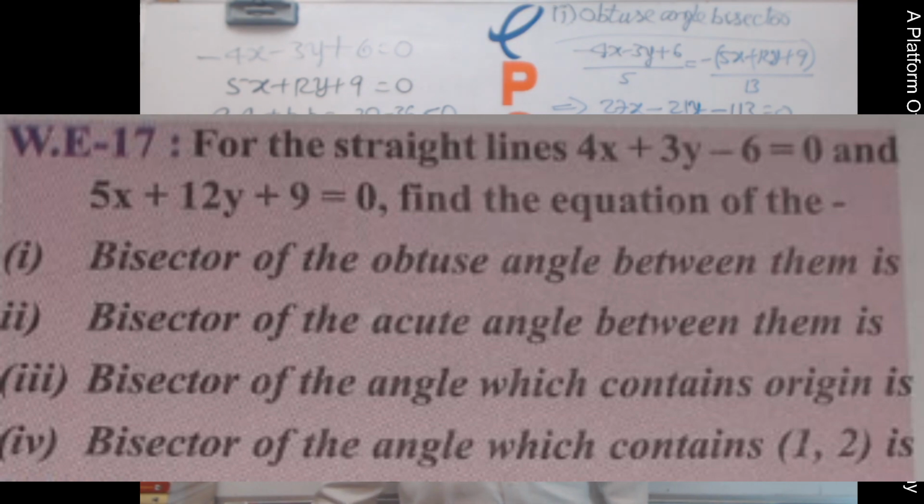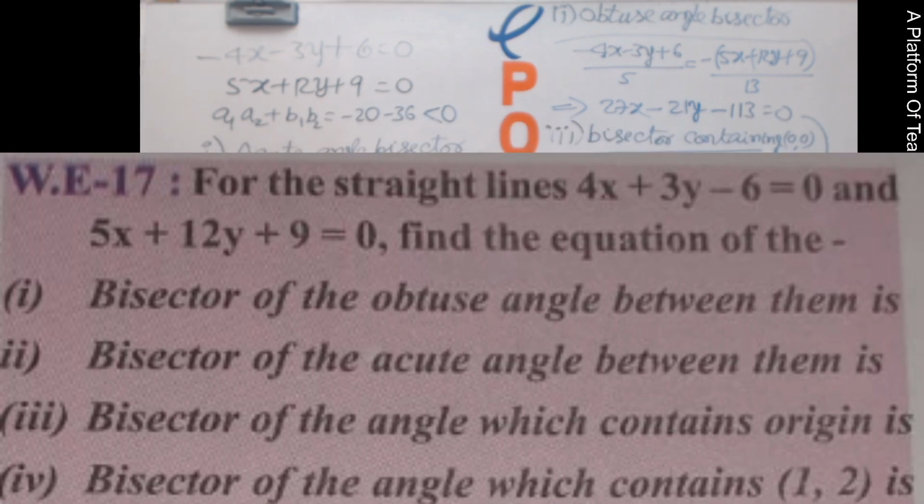So for the first one, we have to make C1, C2 positive. This is minus 6. We multiply with minus here and write it as minus 3x, minus 4y... minus 3y plus 6 equal to 0. That means we made it positive. And the second one is taken directly: 5x plus 12y plus 9 equal to 0. For these two, we got the value of a1a2 plus b1b2 to be negative.